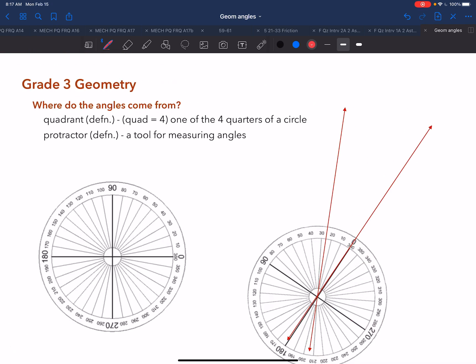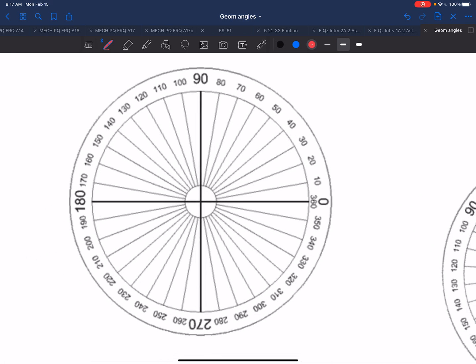Now, where do angles come from? Well, the first thing I'd like us to look at is this circle here. We notice the numbers as they're starting here: 0, 10, 20, 30, 40, 50, 60, 70, 80, 90. Oh-ho, this is that room corner we were talking about. And we count by tens again up to 180, which forms a straight line across. And we keep going to 270. And we go another 90 to 360.